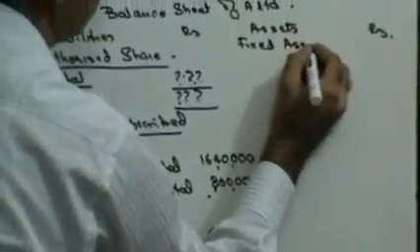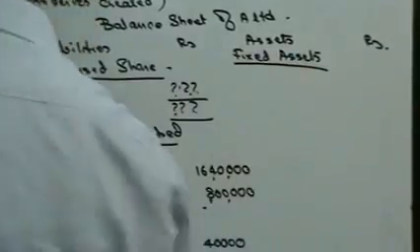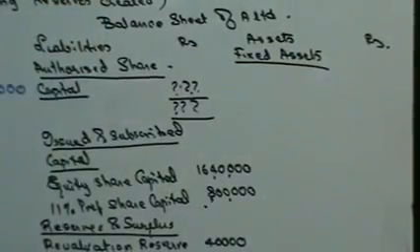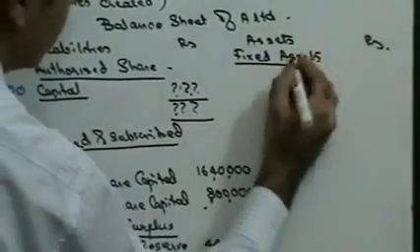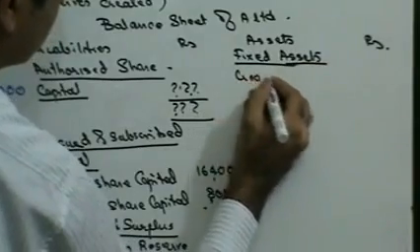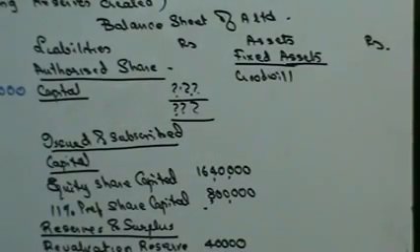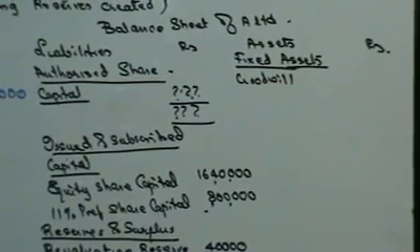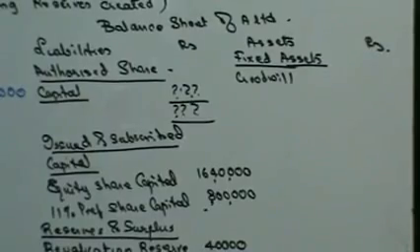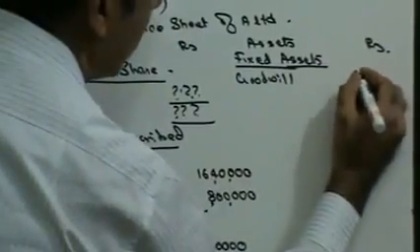Right, let's move on to the asset side. Fixed assets. You will have goodwill first. In goodwill, we had already calculated this 2,04,000. 2,04,000 plus 10,000 minus 80,000. Someone give me that?